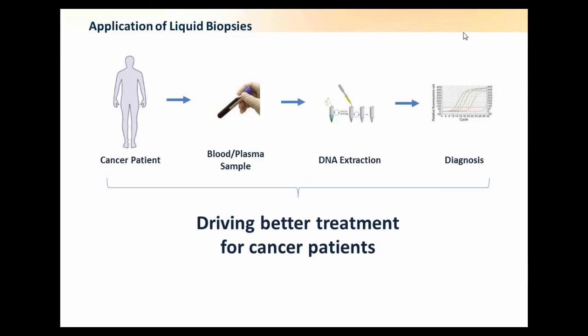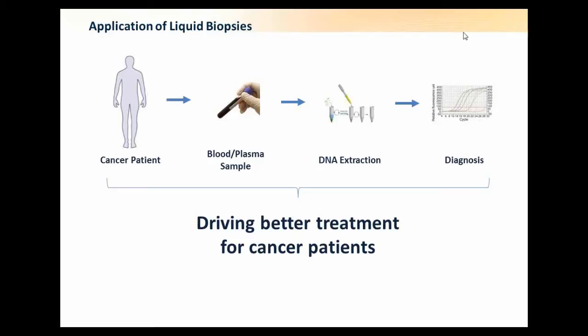So what you've got here is a very simple schematic of what is the point of liquid biopsies. You have your cancer patient, where you're taking blood or plasma from that patient. Alternatively, you could be taking urine. You're going through DNA extraction, then you're doing a diagnosis on that result. And the whole workflow for that is essentially driving better treatment for cancer patients.